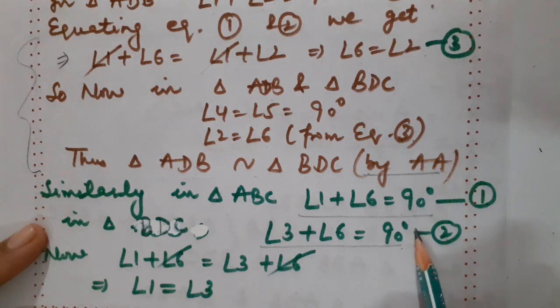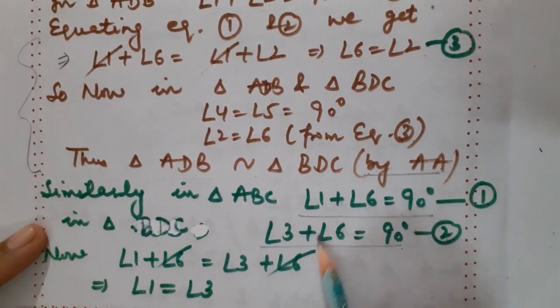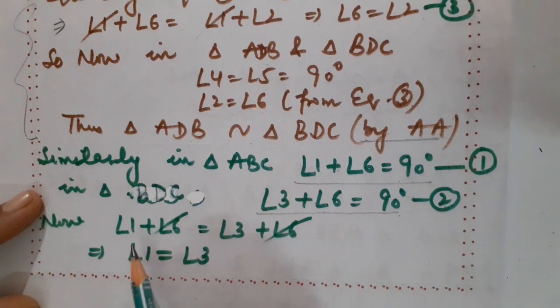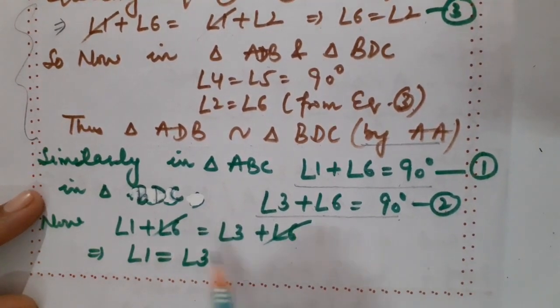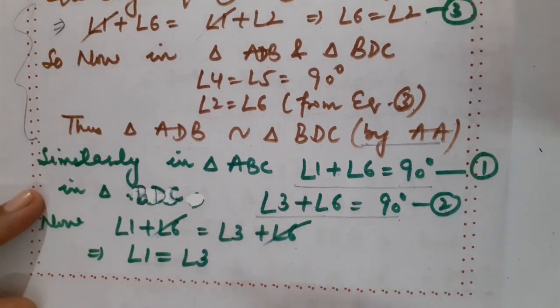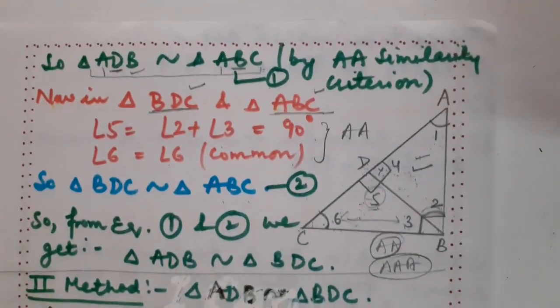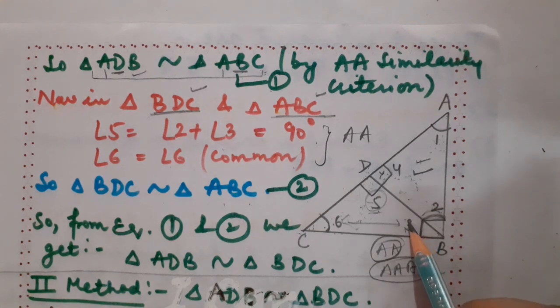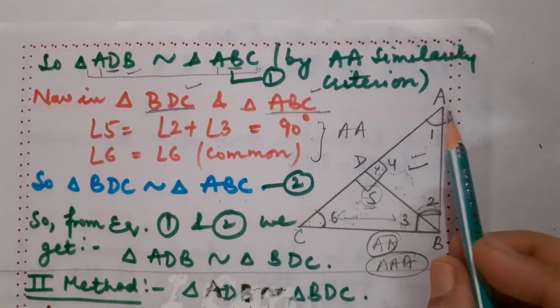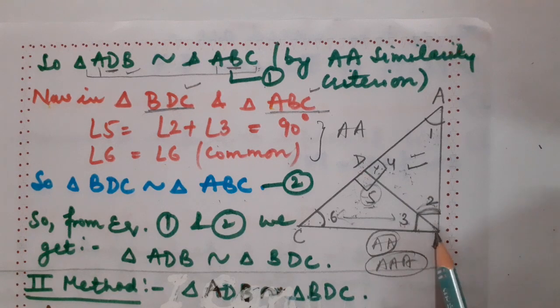Their right hand sides are equal. So can I say that left hand side will also be equal? So angle 1 plus angle 6 is equal to angle 3 plus angle 6. Angle 6 and angle 6 are going to be cancelled. So I have proved that angle 1 is equal to angle 3. So by triple A similarity criteria, I have proved that triangle ADB is similar to triangle BDC.